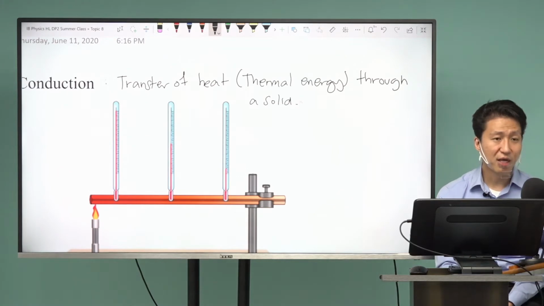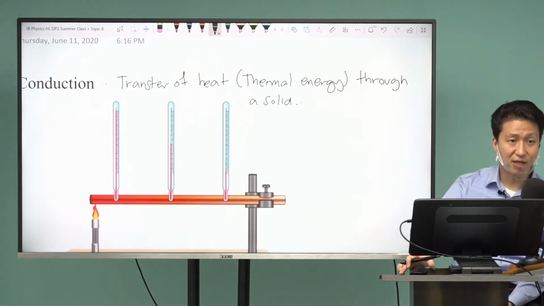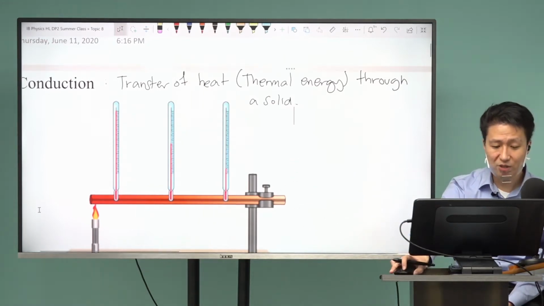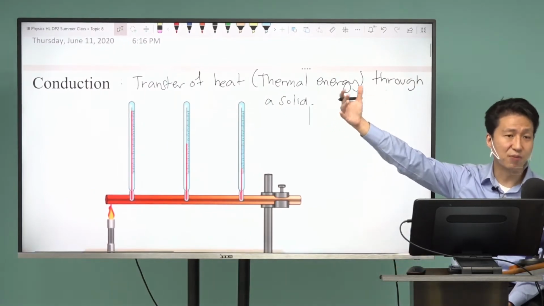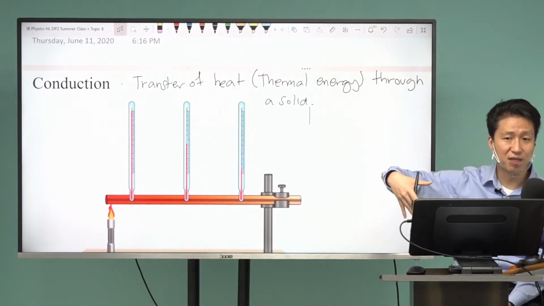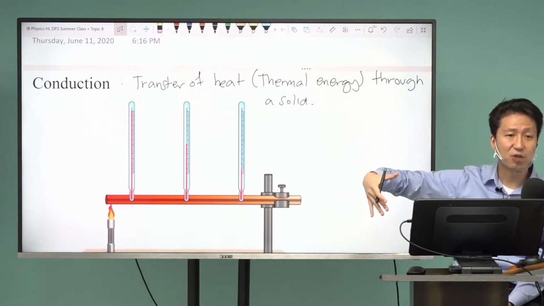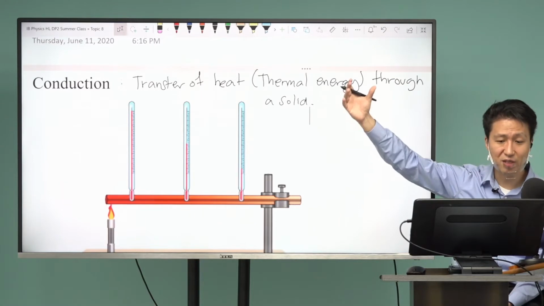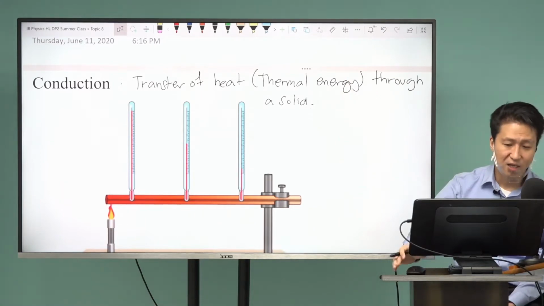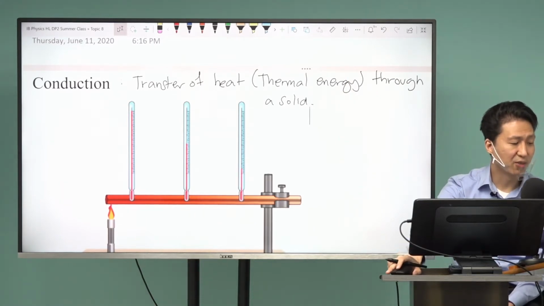Rubber, cotton, things that are full of air or have low density normally have lower conductivity. That's why we use them as insulators to make it harder for the outside heat to come into your house in the summer and for the heat to escape your house outside in the winter. We use thermal insulators that have low thermal conductivity for that.